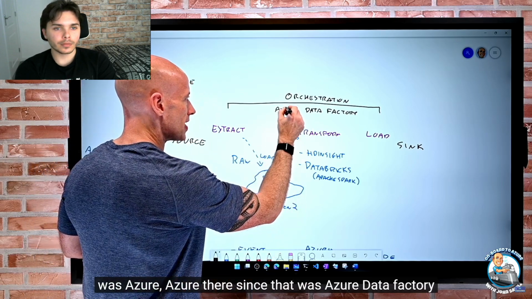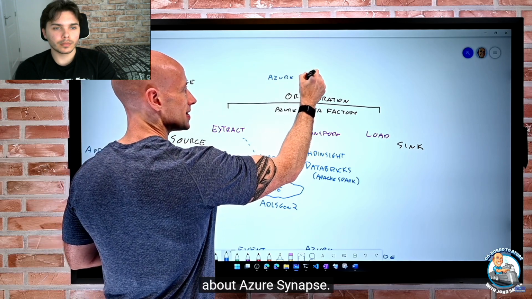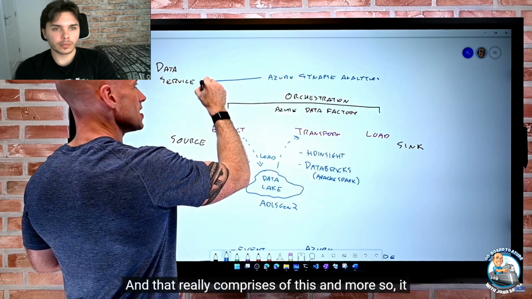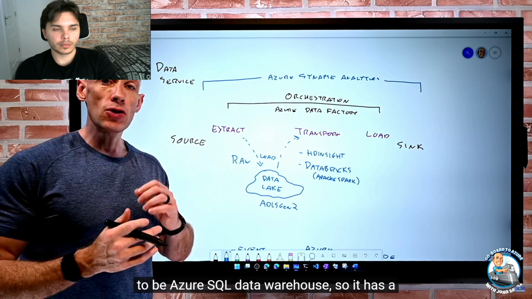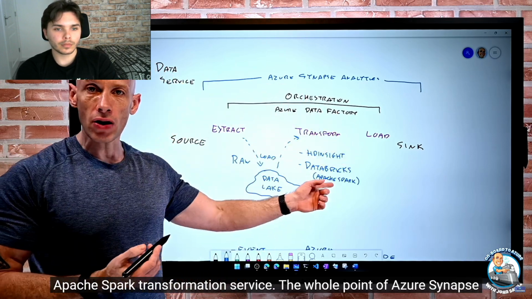So if that was Azure Data Factory, that full source to sink orchestration, you may also hear about Azure Synapse Analytics. And that really comprises this and more. It has its orchestration, it has a whole Synapse workspace. It used to be Azure SQL Data Warehouse, so it has a data warehousing capability, but it also has its own Apache Spark transformation service.